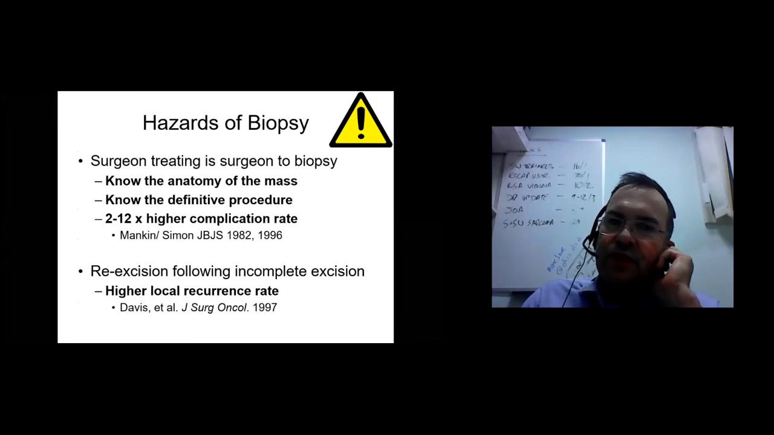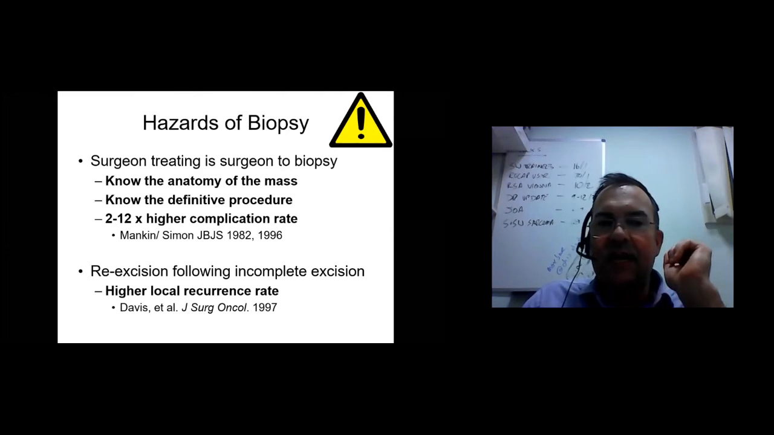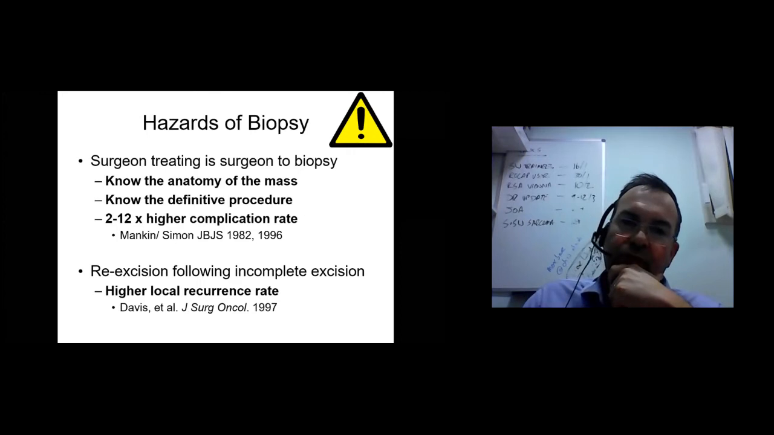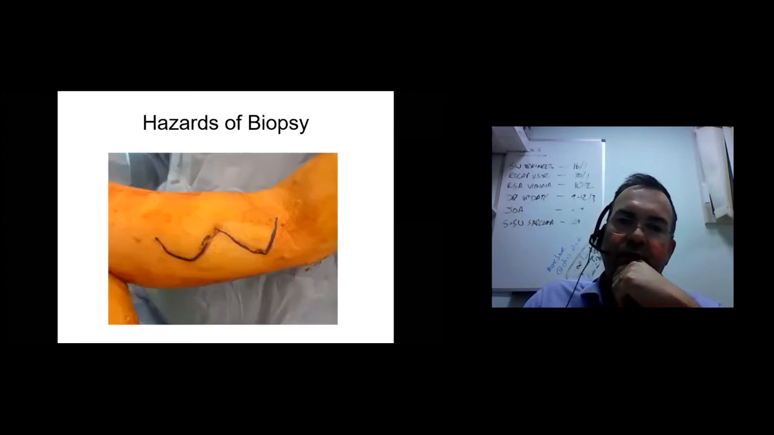So surgeon treating, surgeon to biopsy, know the anatomy of the mass, know the procedure that you're likely to undertake. And if you don't know those, then you're likely to have a 2 to 12 times higher complication rate. That's been shown in multiple papers, re-excision following incomplete excision by Davis et al., etc. Lots more recent papers that you'll be aware of.